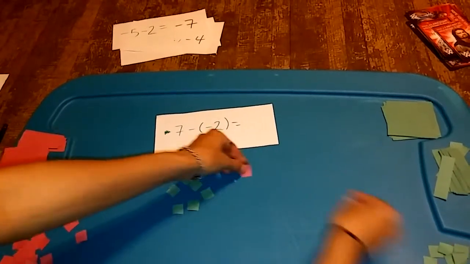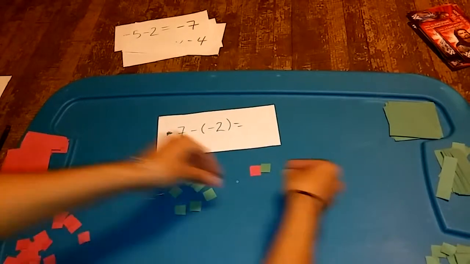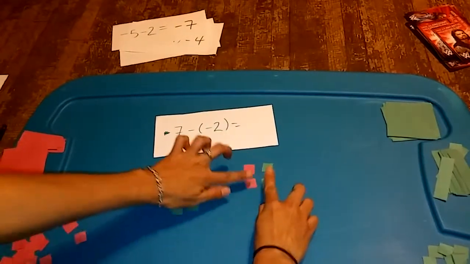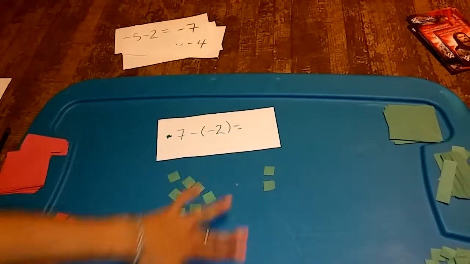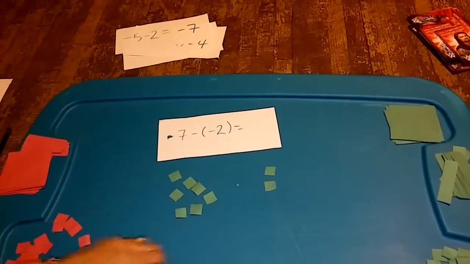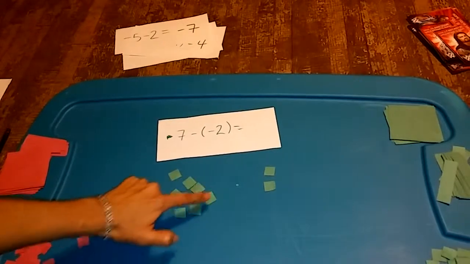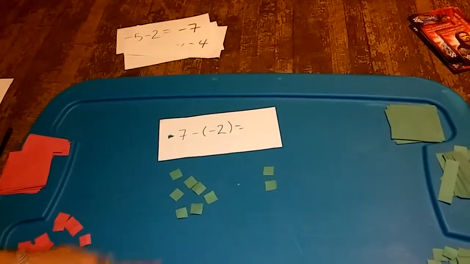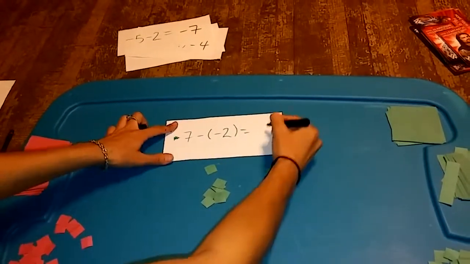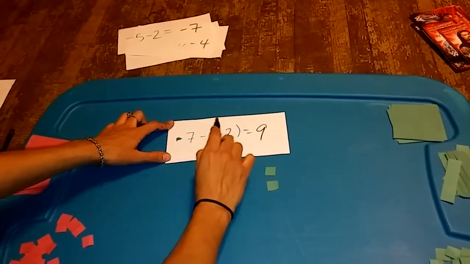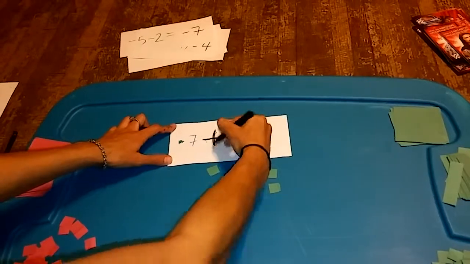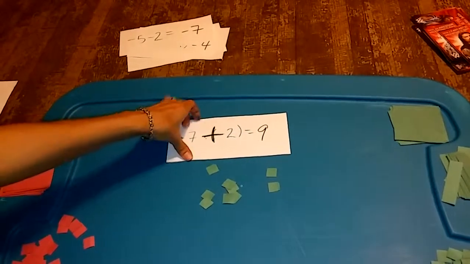So I'm going to create zero pairs again. So remember, I'm adding 0, I'm not changing anything, but now I have negatives on there and I can take away two negatives. So what does that leave me? 1, 2, 3, 4, 5, 6, 7, 8, 9. I'm left with +9. So for future reference, we just made a rule. A minus negative becomes a plus.